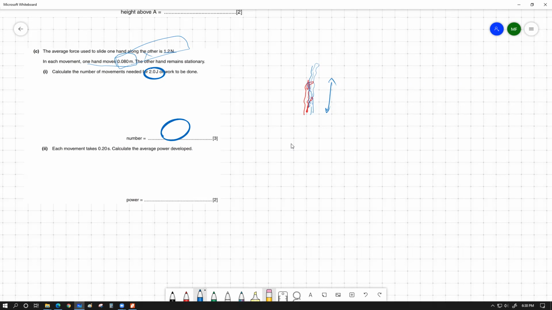Now, this is the question where the students make a mess. The question says, each movement takes 0.2 second. They have used the word each. This word each has a numerical value. It means one movement. Calculate the average power developed.